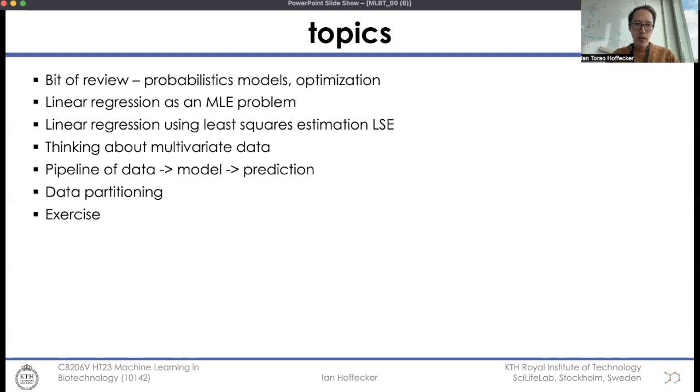And then we're going to talk about how it's actually done in practice using the least squares estimation method, or LSE. And then we're going to start talking about dealing with multiple variables, multivariate data sets, and also the general pipeline of going from data to model to prediction. And one of the steps in these supervised machine learning problems, which is that of creating training and test data sets or data partitioning. And then we have an exercise where we'll look at these topics in more detail.